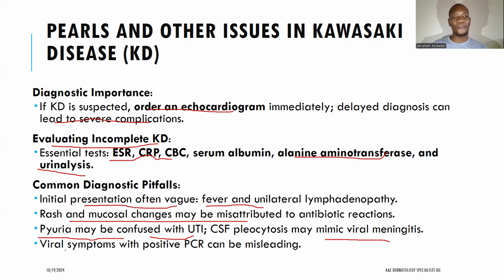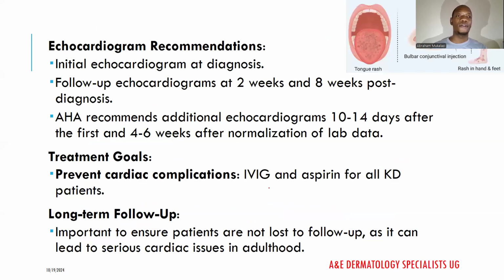Then you can also get viral symptoms with a positive PCR that can be misleading. So you can get a child who is convulsing, but when you do a PCR, you find that it is positive for herpes simplex virus. So you may think it is a meningitis due to herpes simplex virus, yet it is actually Kawasaki, and the treatment is actually very, very different.